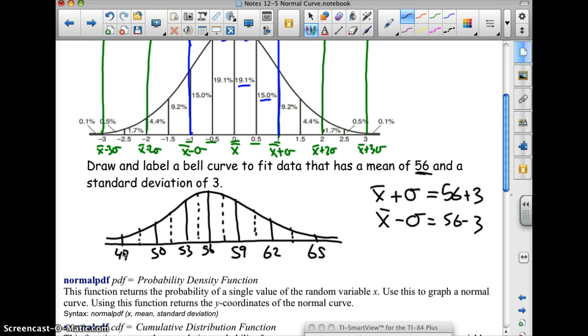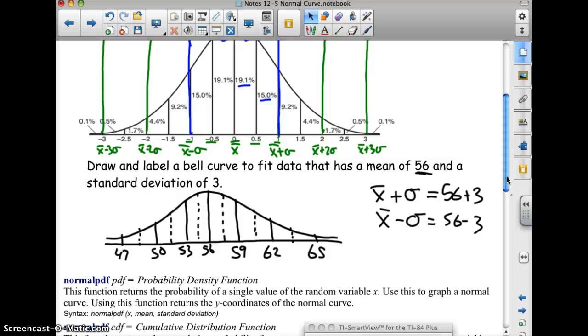Okay, so what percent of the data in this set would we expect to be between 53 and 59? Well, that's going to be 68%. That's within one standard deviation of the mean. What percent of the data is between 50 and 62? Well, that's going to be about 95.